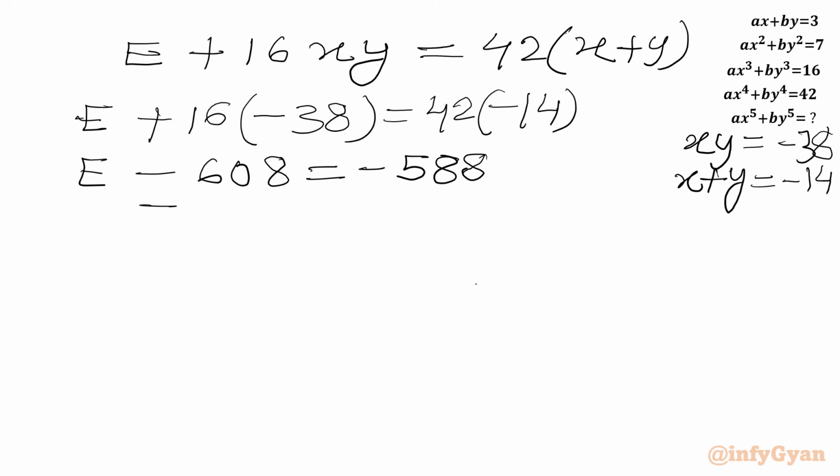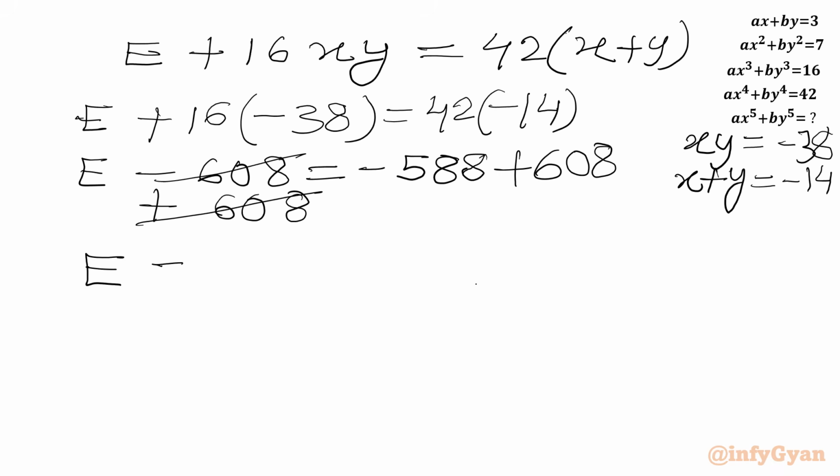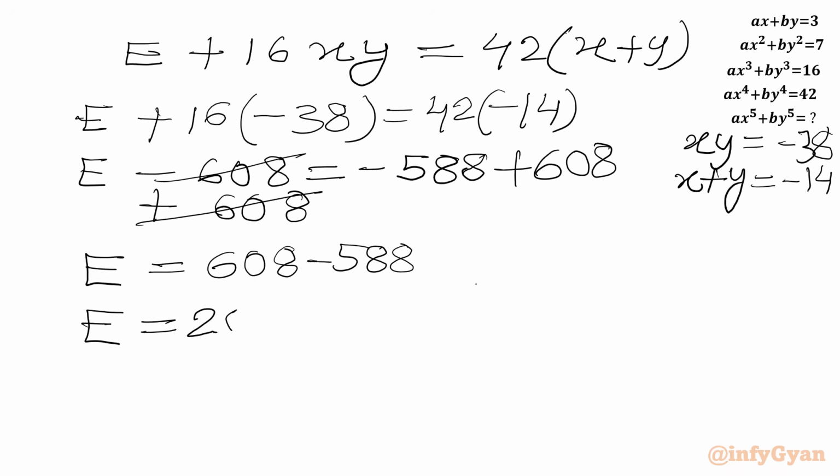Now we will add 608 to both sides, so plus and minus 608 will get over. We will get here the required expression E equal to 608 minus 588. So our answer will become expression E equal to 20. And this is our final answer.